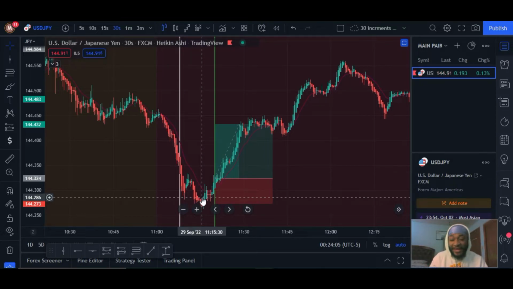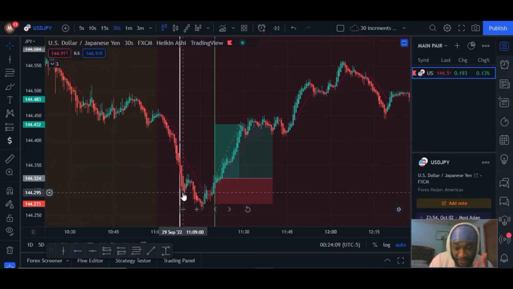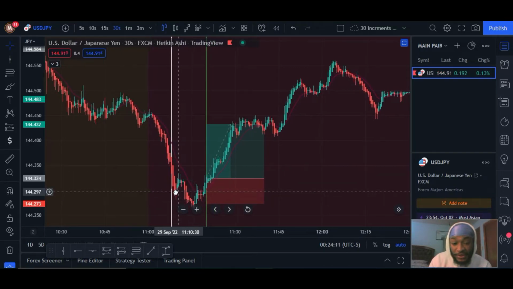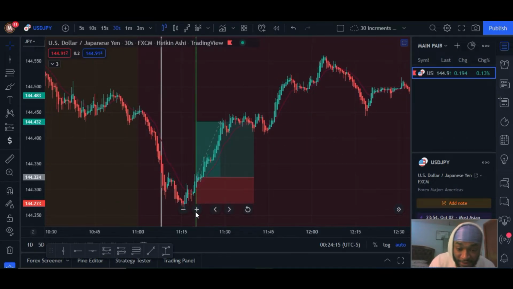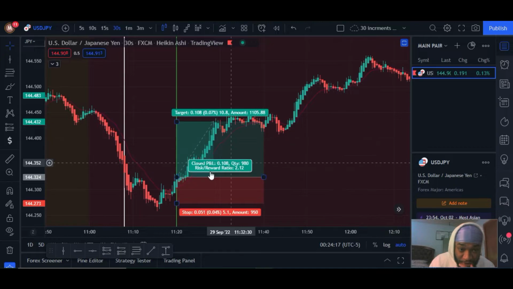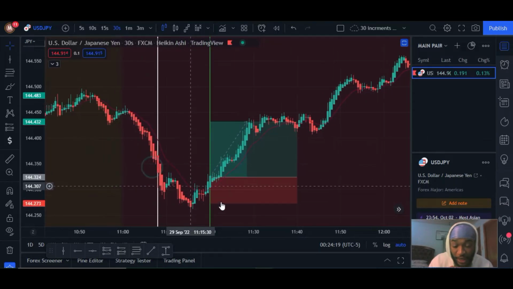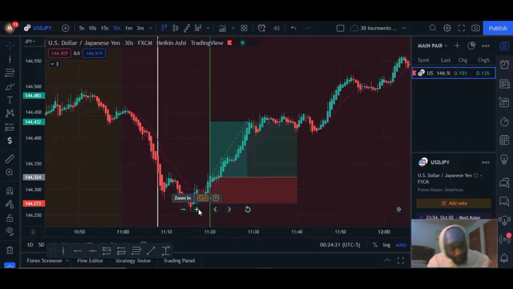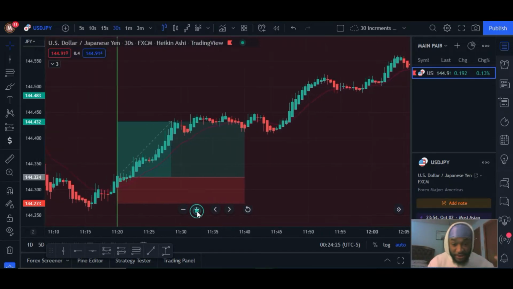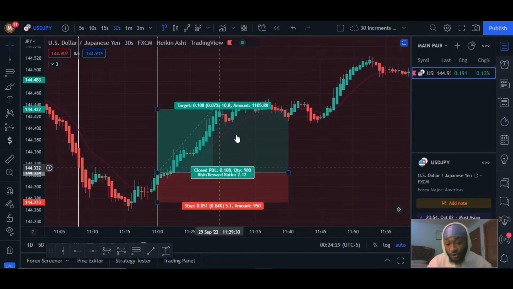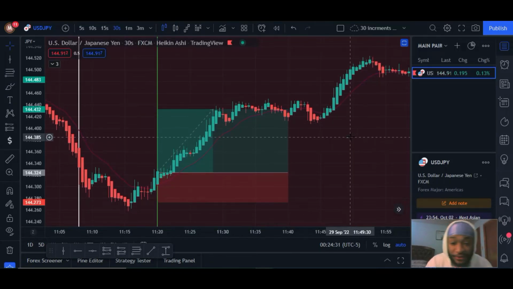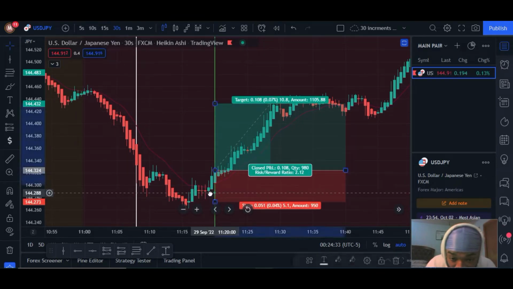But not only that, I had other confluences as well. That's why this is marked up, because I knew I'm looking for buy opportunities to reverse to the upside. So again, like I said, I used my moving average. I was waiting for a bullish Heikin Ashi candle with no lower shadows to close above the moving average. And guess what? I got it on this candle.